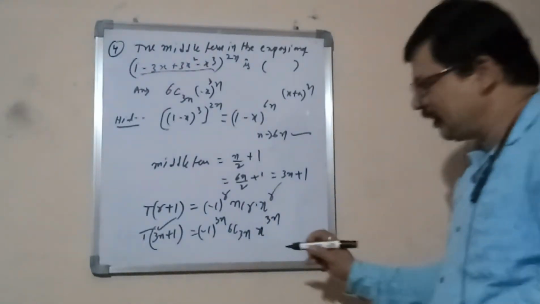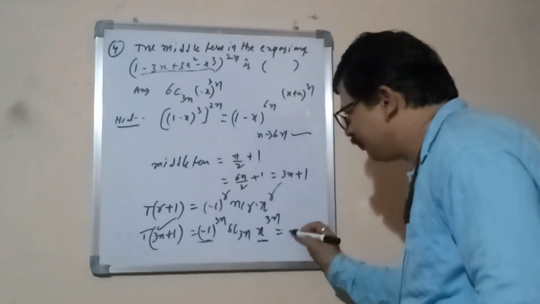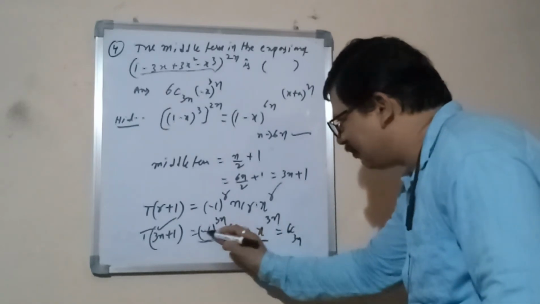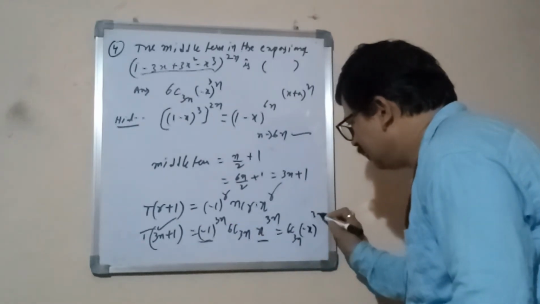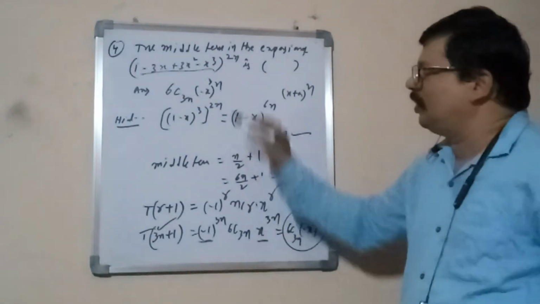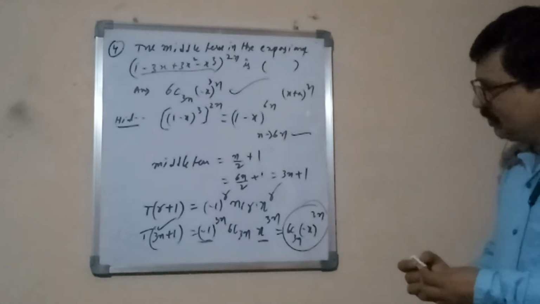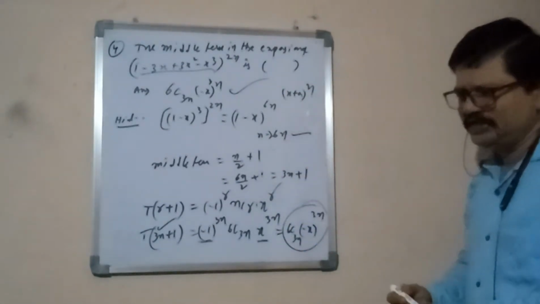You see here, listen carefully, the base is the same. That's why 6C3n, a base, minus x whole power 3n. This is the answer, I told you already, that is the only answer. This is what the middle term question is asking, the explanation. You practice, that is only this.